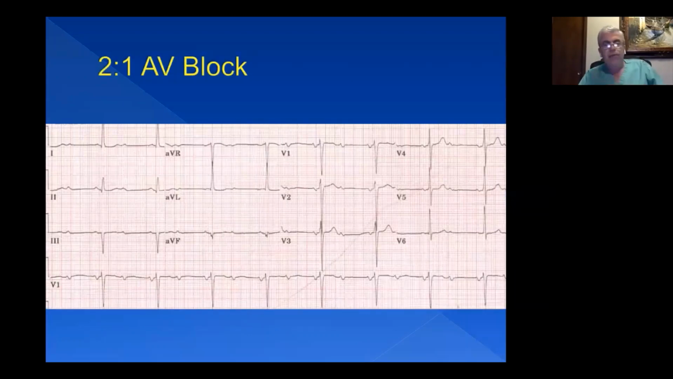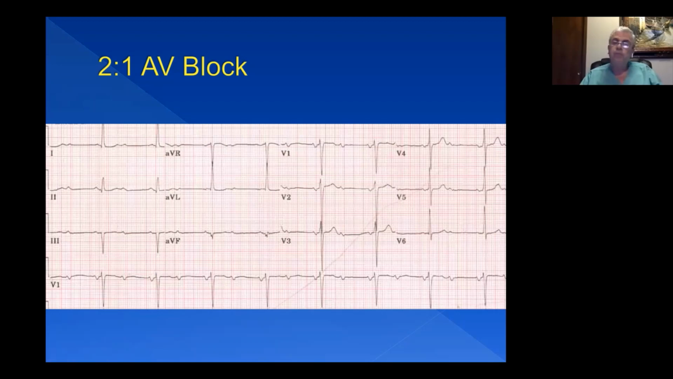One entity I would like to emphasize is when you have every other beat blocked, or every other beat conducts. We look at this: narrow QRS, supraventricular rhythm. Is it sinus, atrial or junctional? We see a P wave that's positive in lead 1 and lead 2. That is sinus rhythm, and the PR interval is normal. But look: P, no QRS, P, QRS. This doesn't conduct, this conducts. This is every other conduction or block. We call it 2-to-1 heart block. We don't call it Mobitz type 2.